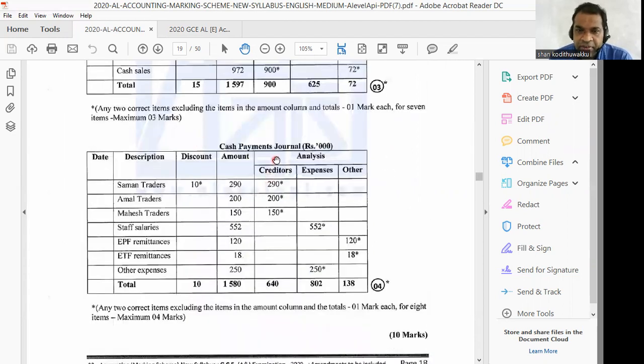Then here, the cash payments journal: you can prepare a date column, description column, discount received. Here they have just mentioned it, but you can mention discount received, amount, and again, even in the cash payments journal, analysis columns: creditors, payments to creditors, payment for expenses, and other.